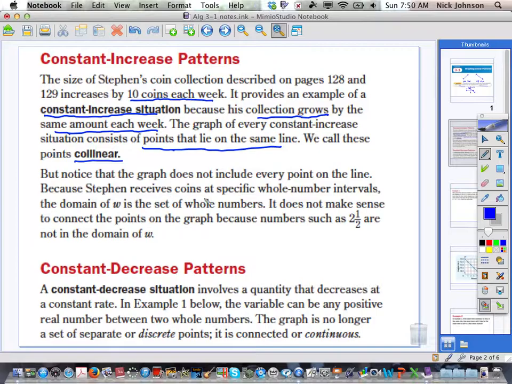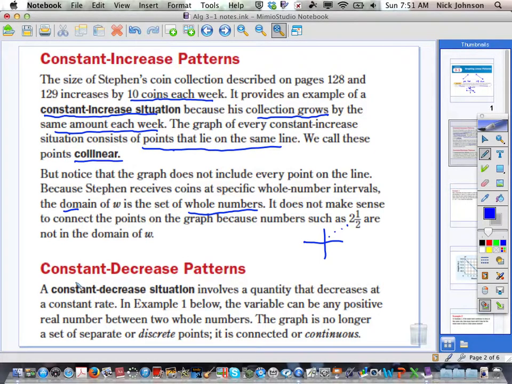Because Stefan receives coins at specific whole number intervals, the domain of W is a set of whole numbers. It does not make sense to connect the points on the graph because numbers such as 2.5 are not in the domain of W. So when we are graphing these, you would just see points that were going up. Why are you just seeing points? They're not connected because you cannot have 2.5 weeks. The domain is the set of whole numbers. They were only measuring at the end of each week: 1 week, 2 weeks, 3 weeks, and so on. They weren't measuring halfway through the week.